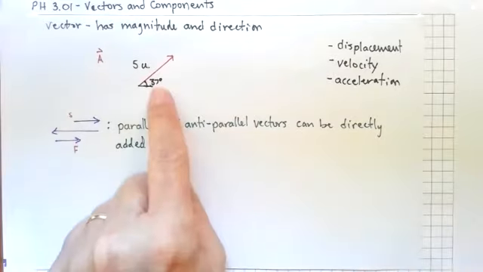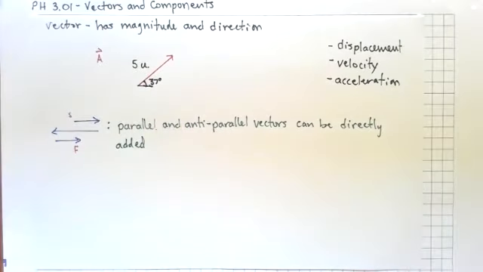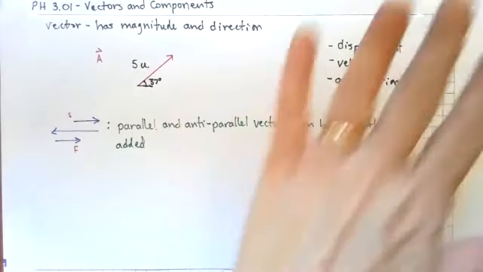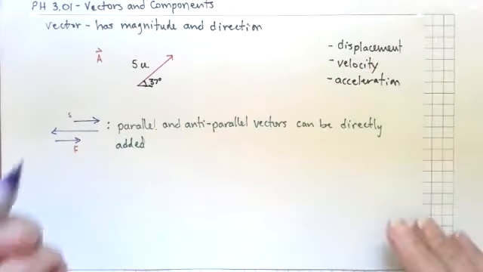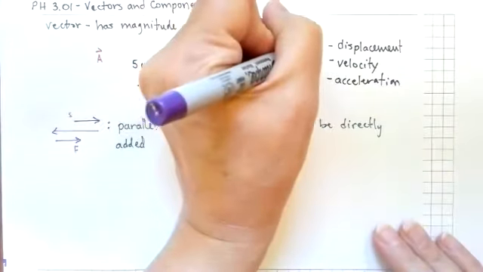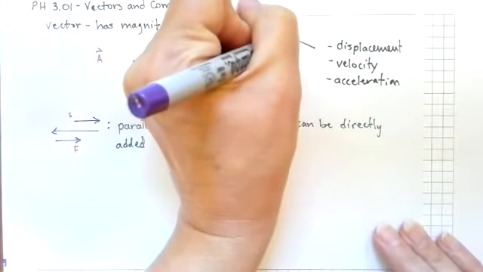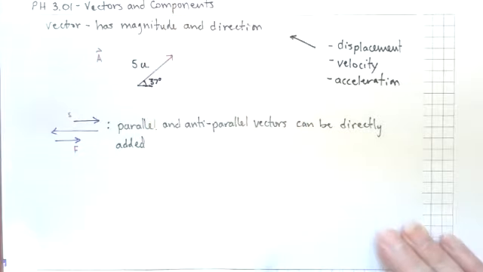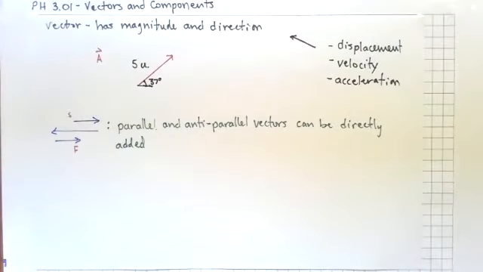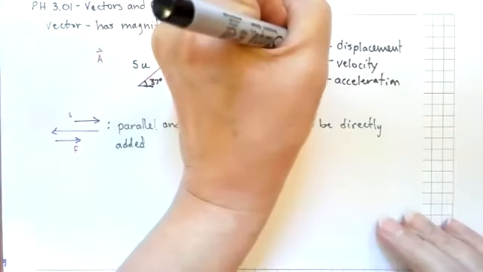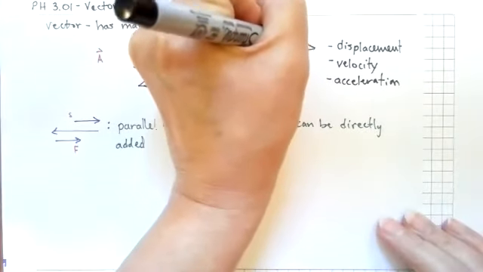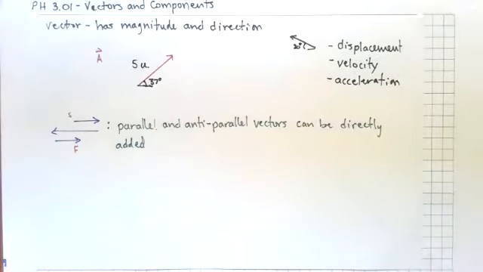But if I take this vector and I want to add it to, I'm just going to sketch something over here because I don't want a bunch of vectors on my page. Let's say I want to add that vector to this vector. There's nothing parallel or anti-parallel about it. And let's say that this has a 20 degree angle with the x-axis. How in the world do I handle that?